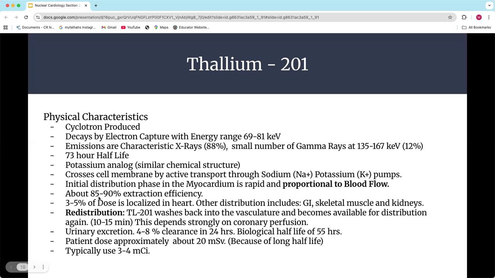It has about an 85 to 90% extraction efficiency, which just means that when it goes in the heart, it's extracted into the muscle really good. Whatever passes through the muscle is extracted pretty well. However, only 3 to 5% of the dose is localized in the heart, right? So you get some circulation. So normal distribution here is going to include some GI, skeletal muscle, and kidney. So you'll see some of that, okay?